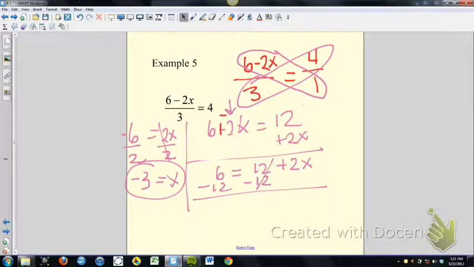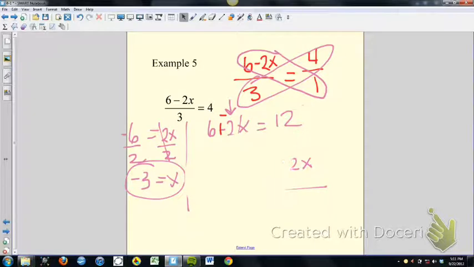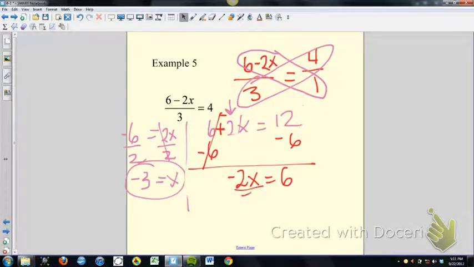Okay, and then you would have had 6 plus negative 2x, and then you could have subtracted 6 from both sides. You'd bring negative 2x down, and then that would be 6. You'd still divide by negative 2, and you'd come up with the same thing. Okay, that one's the same as the one over here.